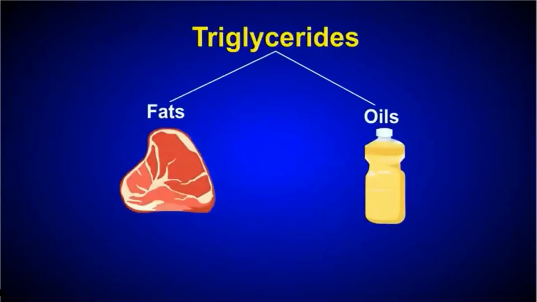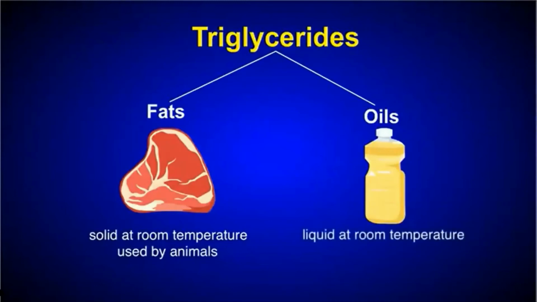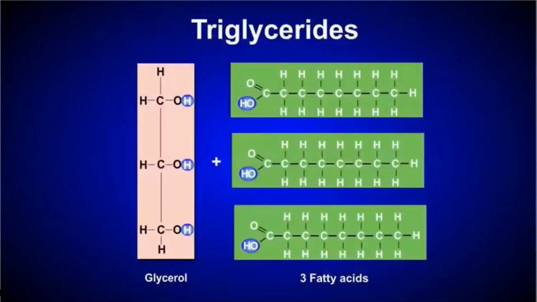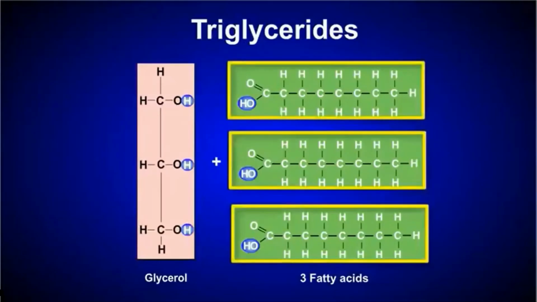Fats, such as lard and butter, are solid at room temperature and are used by animals for insulation, protection, and long-term energy storage. Oils, such as corn oil and olive oil, are liquid at room temperature and are used by plants for long-term energy storage. At the molecular level, triglycerides contain two types of subunit molecules, glycerol and fatty acids.